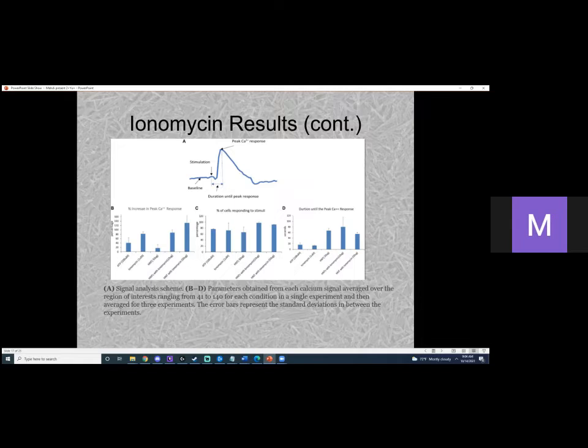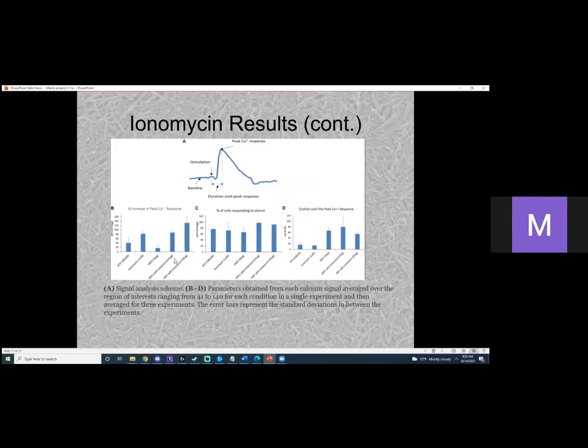So we can see that the cells responding to stimuli were much greater for halocyte with ionomycin over the halocyte alone and the ionomycin alone. And the peak calcium response was the greatest with halocyte with ionomycin.